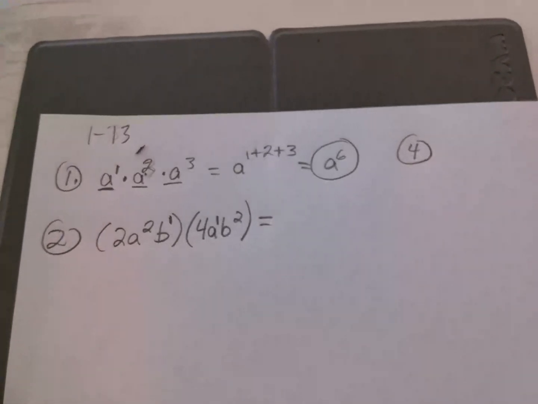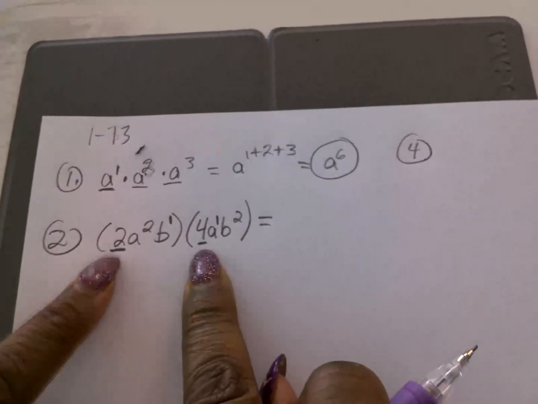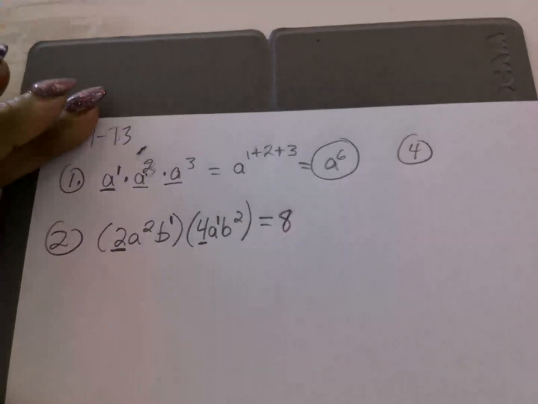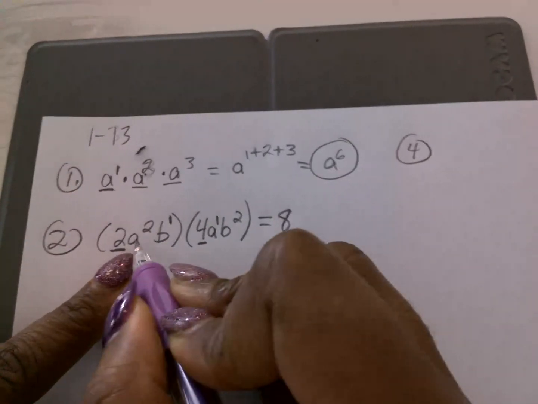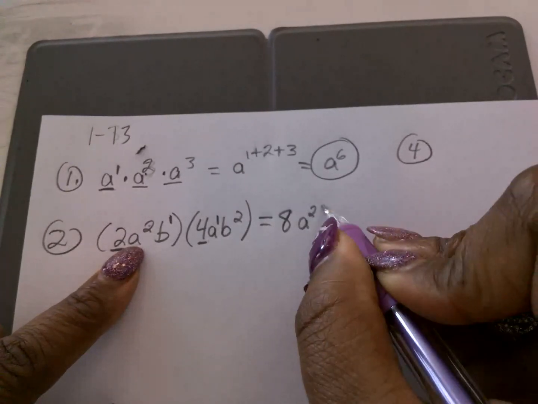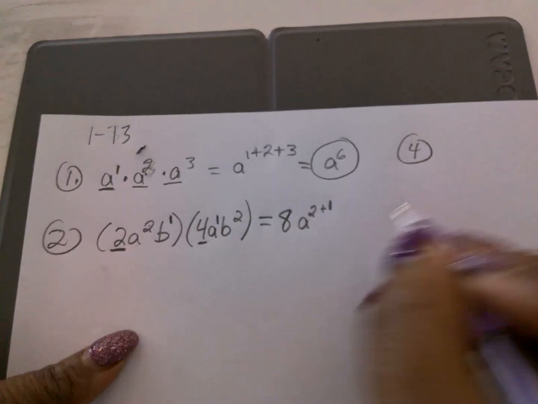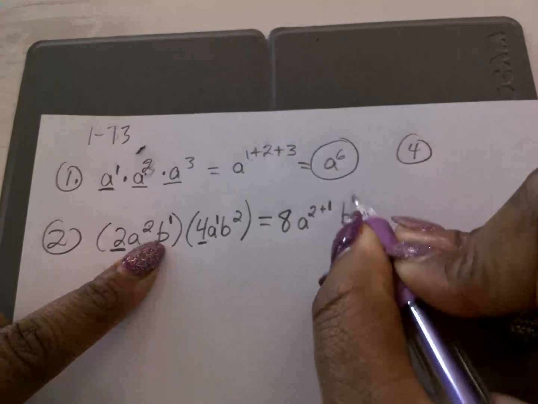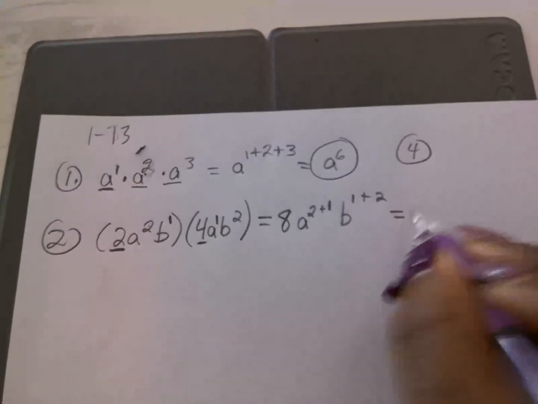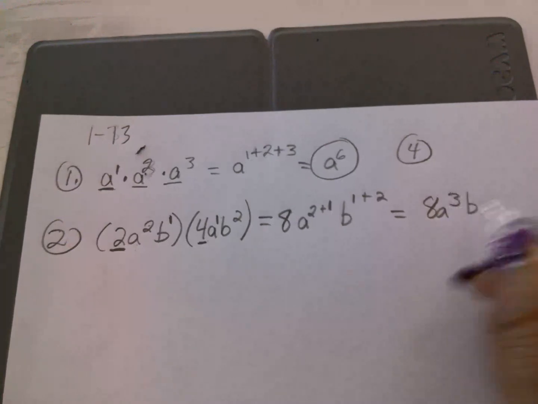So the first thing you're going to do is multiply the numbers together. We're multiplying the coefficients. What is 4 times 2 or 2 times 4? 8. Very good. Now we have a to the second here and a to the first, so we add 2 plus 1. Now we have b to the first here and b to the second here, so we add those together. So our final answer is going to be 8, a to the what power? Third. b to the what power? Third.